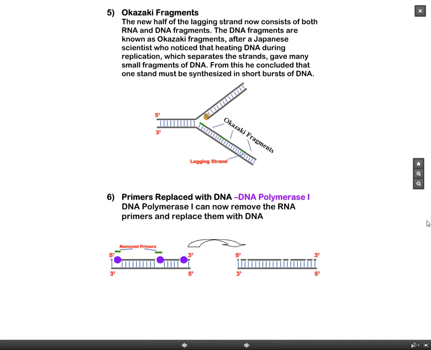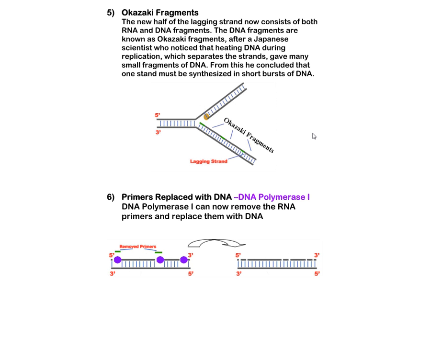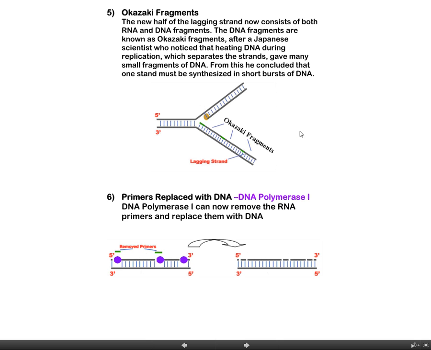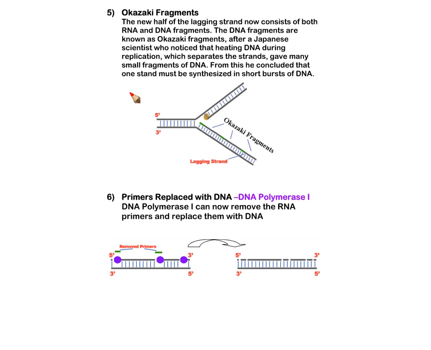So this results in what we call Okazaki fragments. Okazaki fragments are essentially, we've got here on the lagging strand short sections of DNA and RNA. And Okazaki was basically a clever scientist who came along, and he heated DNA during the replication process. And what he found was that in replicating cells, a portion of the DNA strands were long.